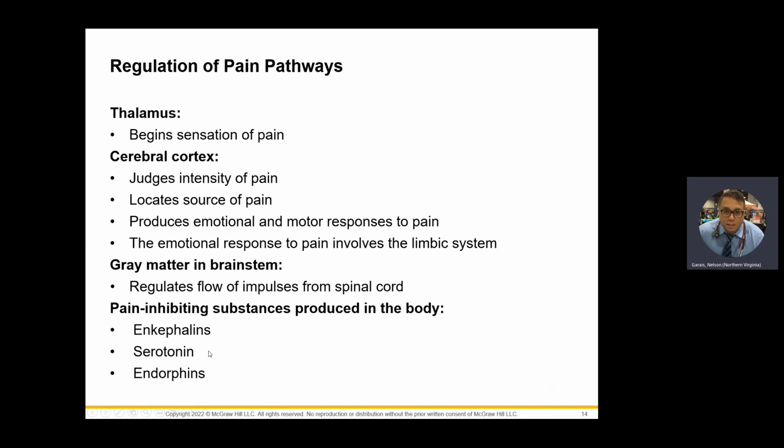Pain inhibiting substances: enkephalin, serotonin, and endorphins. And we also link this, especially the serotonins, to major depressive disorder.